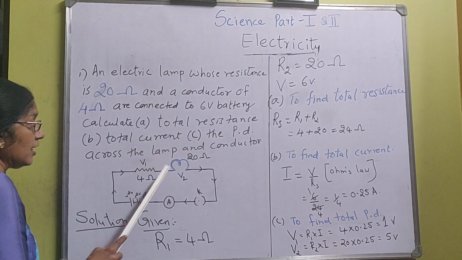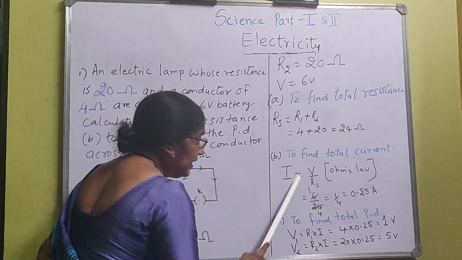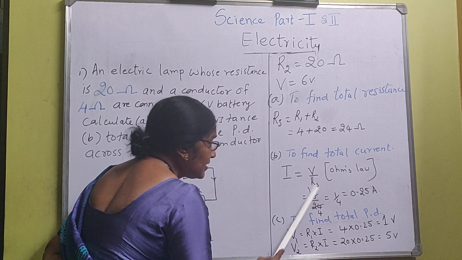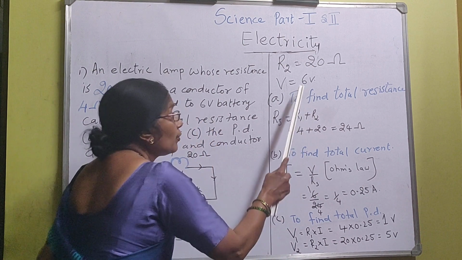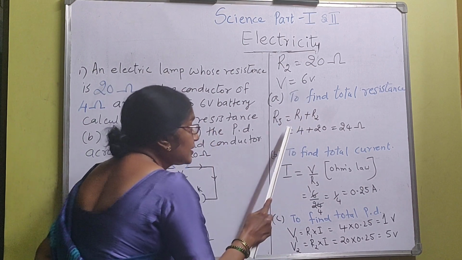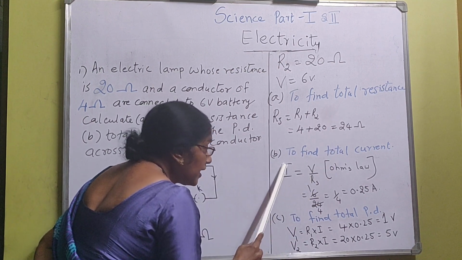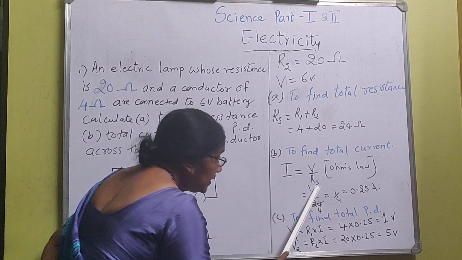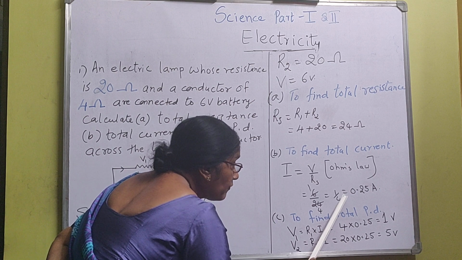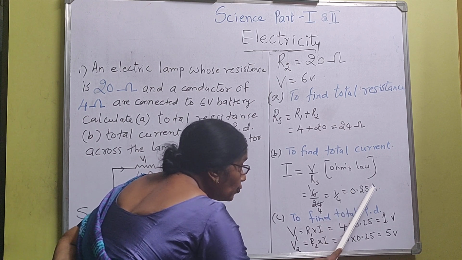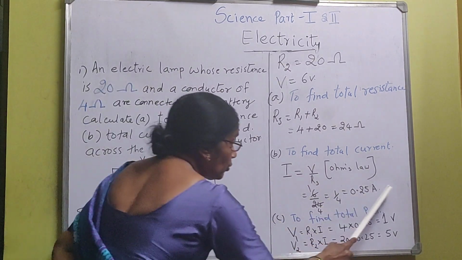Let us find out the total current. I told you current remains the same. So using Ohm's law, we can say I is equal to V by RS. RS means the total resistance, so it is the total potential difference divided by total resistance. The total potential difference is 6 volt. Just now we found out the total resistance is 24 ohms. So the current flowing through this circuit is 6 by 24, which is 1 by 4, that is 0.25 ampere. So the total current flowing through this circuit is 0.25 ampere.